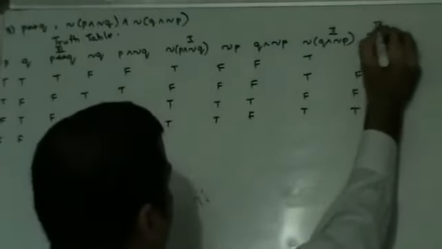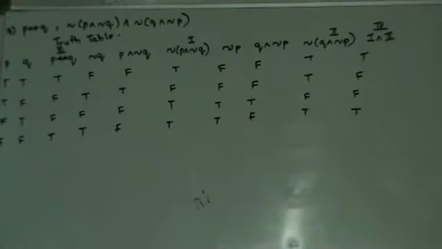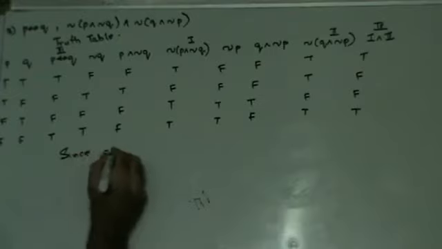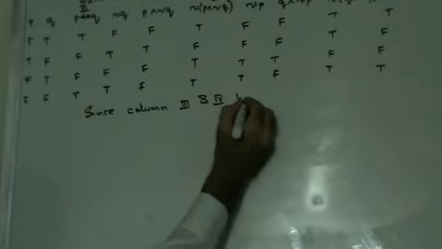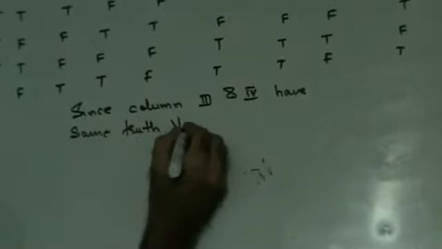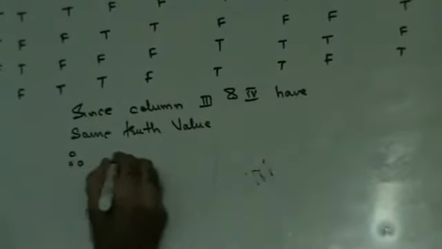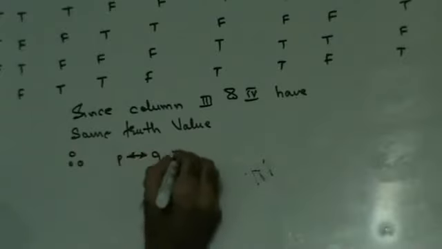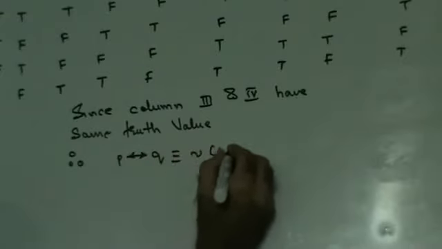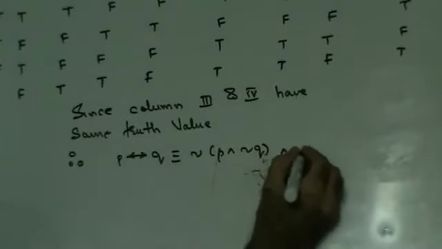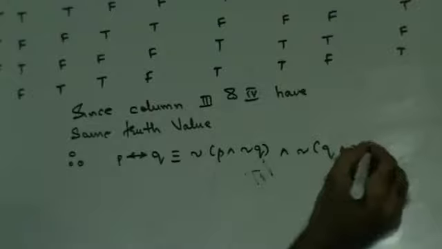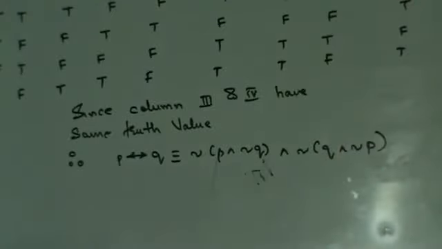Now if you look at column number 3 and column number 4, they have the same truth value, TFFT and TFFT. So you will say since column 3 and 4 have same truth value, therefore P biconditional Q is logically equivalent to not of P and not Q and not of Q and not P. Fine. This finishes the sum.